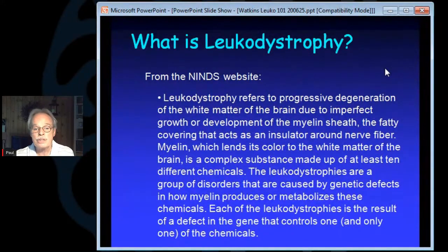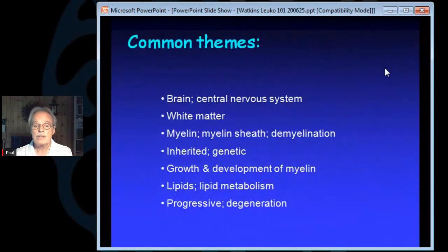And finally, from the National Institute of Neurological Disorders and Stroke website, leukodystrophy refers to progressive degeneration of the white matter of the brain due to imperfect growth or development of the myelin sheath, the fatty covering that acts as an insulator around nerve fiber. Myelin, which lends its color to the white matter of the brain, is a complex substance made up of at least 10 different chemicals. The leukodystrophies are a group of disorders that are caused by genetic defects in how myelin produces or metabolizes these chemicals. Each of the leukodystrophies is a result of a defect in the gene that controls one and only one of the chemicals.